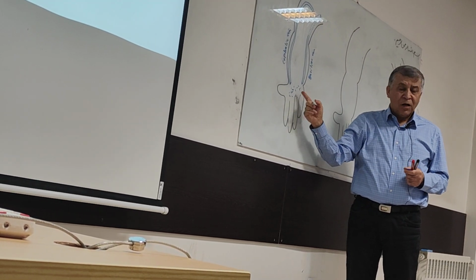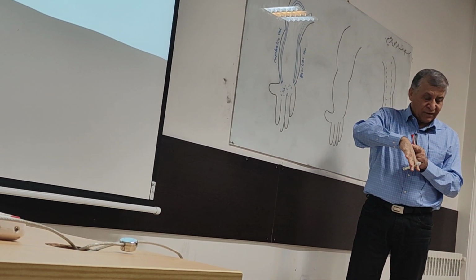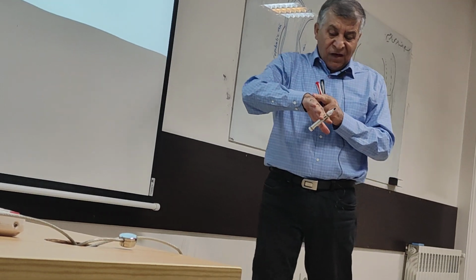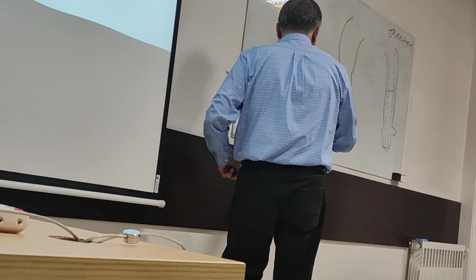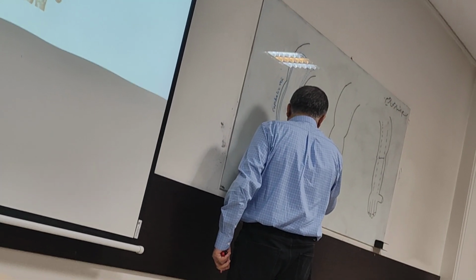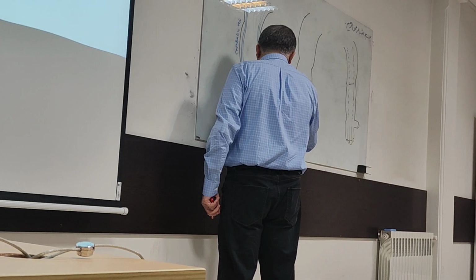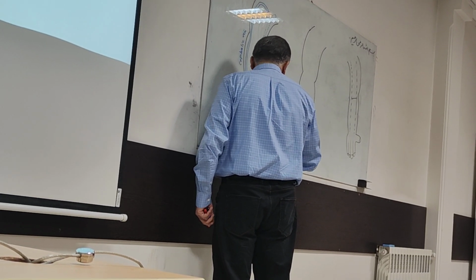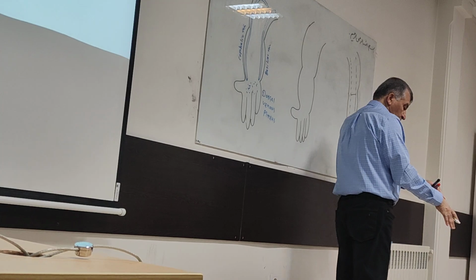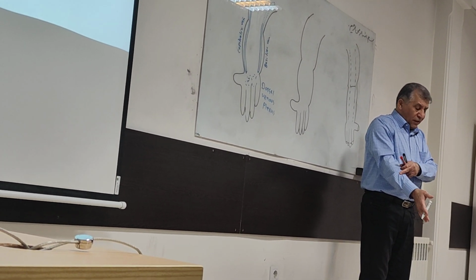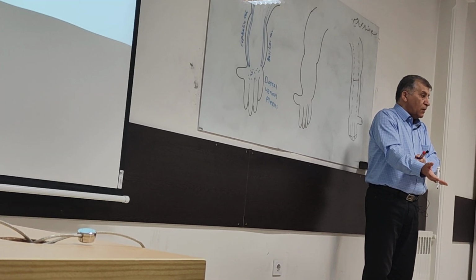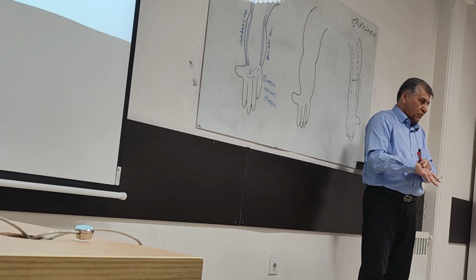Both of them arise from the dorsum of the hand. There is a venous plexus on the dorsal side of the hand. This venous plexus is called the dorsal venous plexus. Okay? Dorsal venous plexus. On the lateral side, the cephalic vein, and on the medial side, the basilic vein, arise from the dorsal venous plexus.